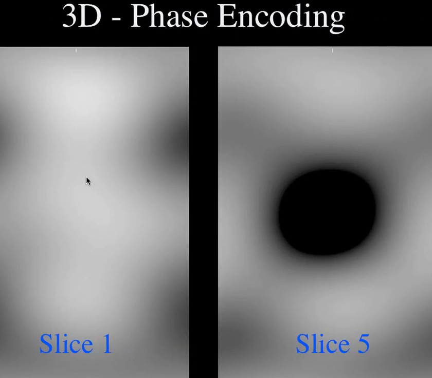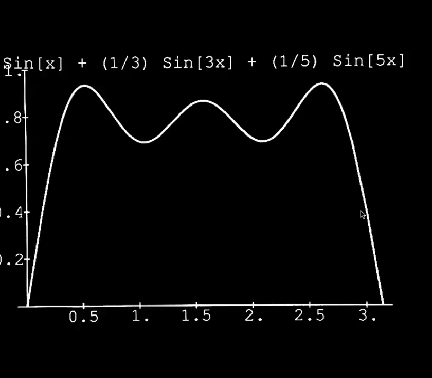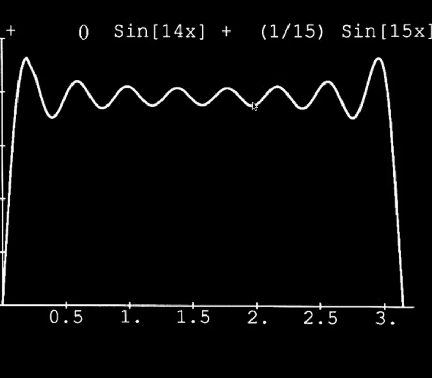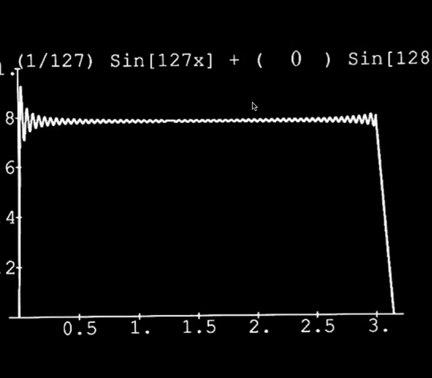If we take a few more terms here, this would be 5 frequency encodings, and it looks like maybe there's a little structure here that wasn't there before. And if we take more and more terms in this Fourier transform, the closer it should be to the actual function we want to produce. This is if we go out to 15 terms, and this is what it would look like if we go out to 128 terms.